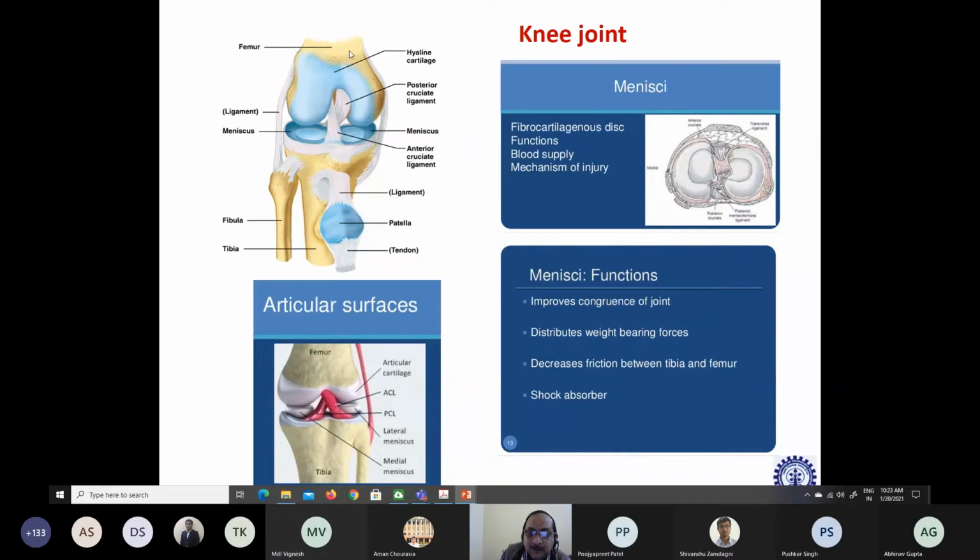Now, as you can see here, I will just put the pointer. So we have the distal part of the femur with the 2 condyles. This is basically the lateral condyle. This is the medial condyle. This distal part of the femur articulates with the proximal part of the tibia to form this knee joint.